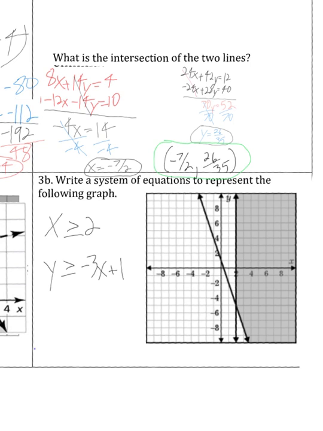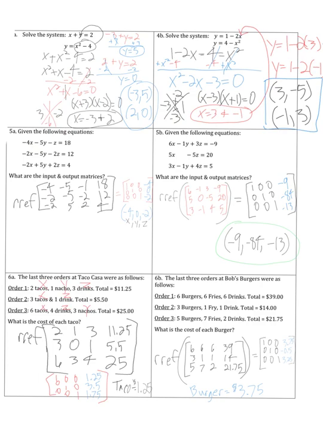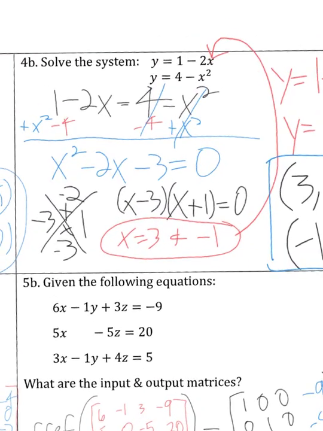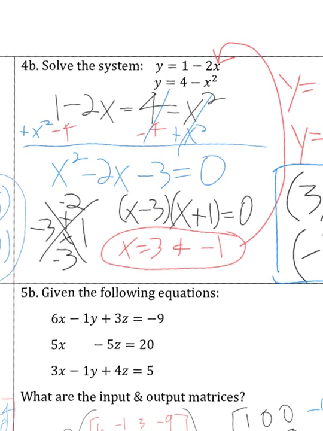Alright, next page. So, for B, solve this system. What I did here was I got everything to one side. Well, I set them equal to each other, sorry. Because y equals y. So that's why you can set them equal to each other. If a equals a, then whatever a equals, yeah, use that.